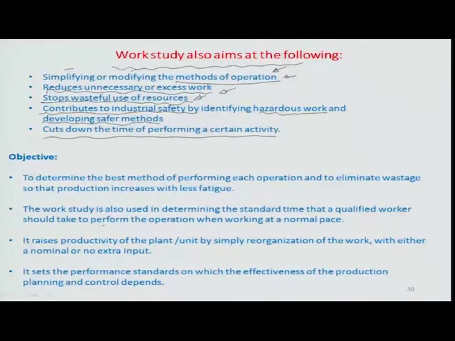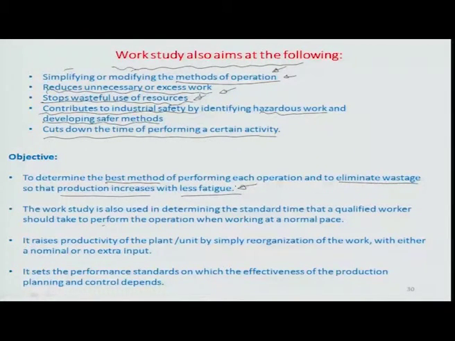So, the objectives that work study would have typically is first to determine the best method of performing an operation and eliminate wastage, so that production increases with lesser fatigue of the operators. So, if I look at the automotive assembly again, one thing which comes to my mind, which has been done from time to time, is how to avoid putting workers in a very uncomfortable zone.